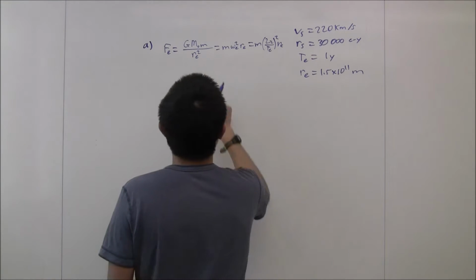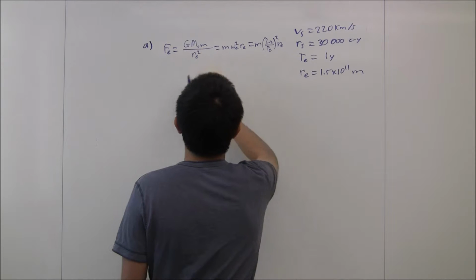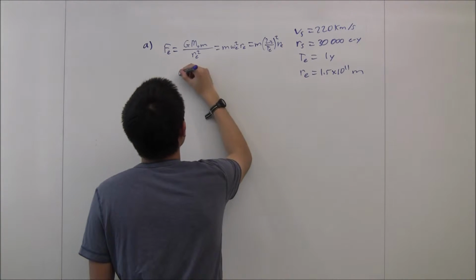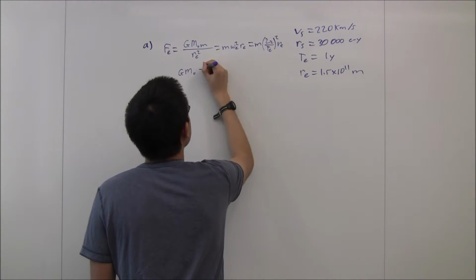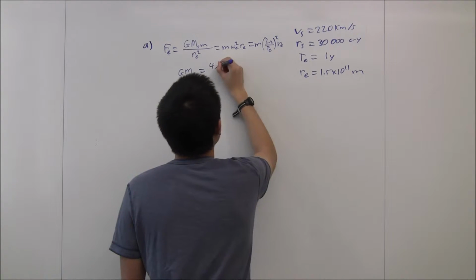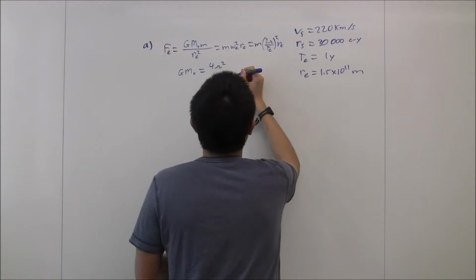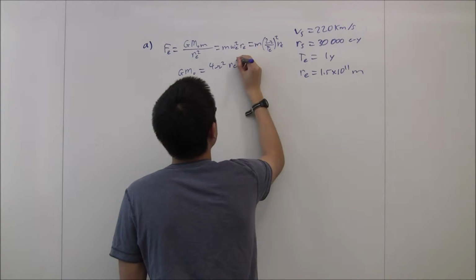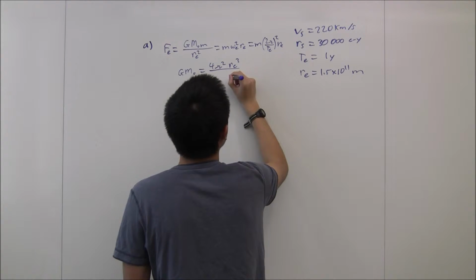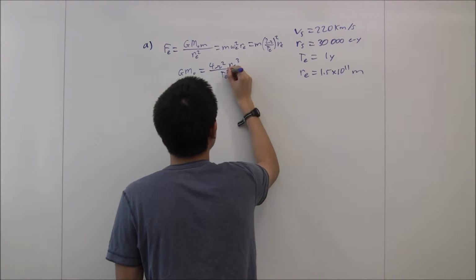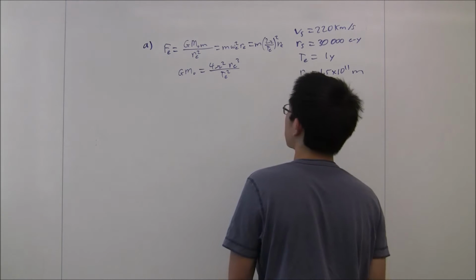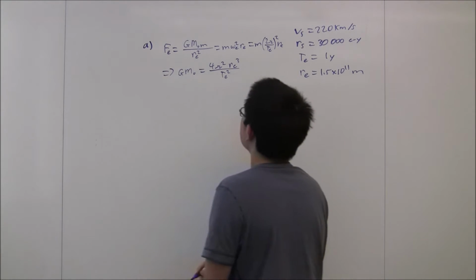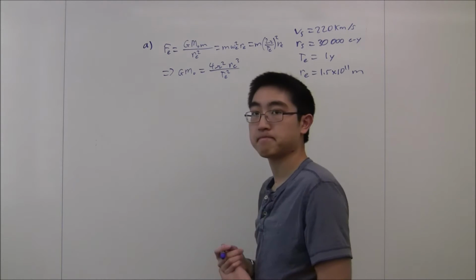So now, if we solve for big G times big M naught, we see that the m's cancel, so that big G times big M naught is going to be equal to 4 pi squared times the radius of the Earth cubed divided by the period of the Earth's orbit squared. So that follows from our equation above.